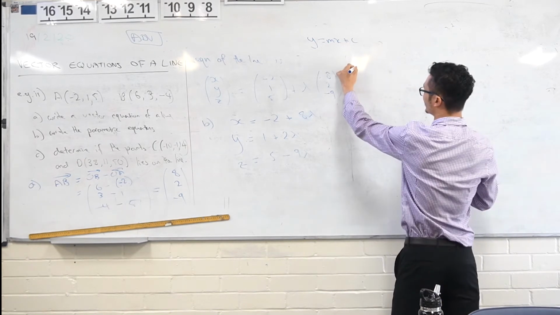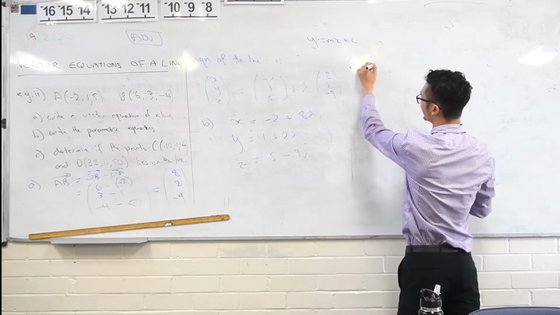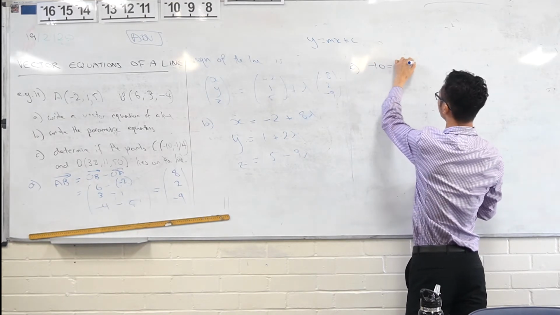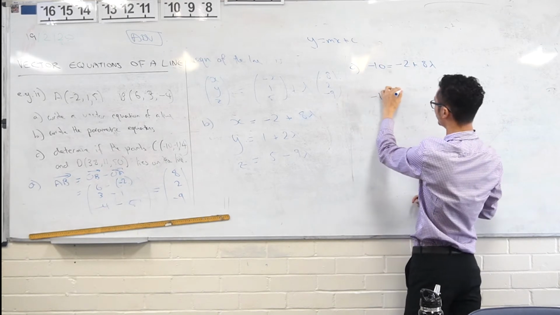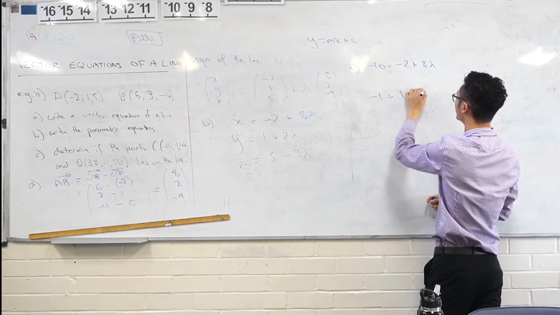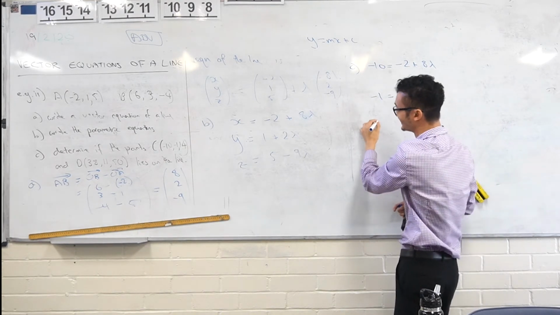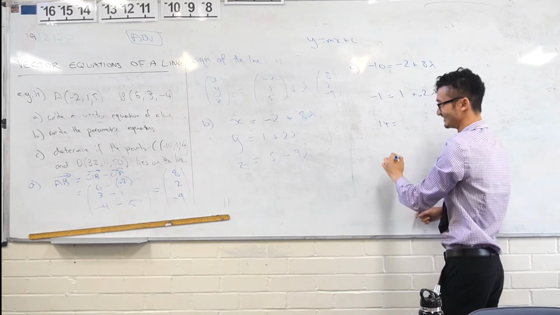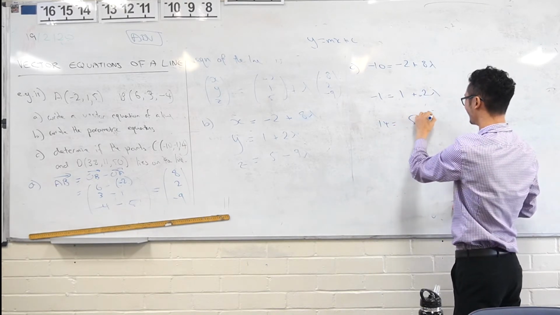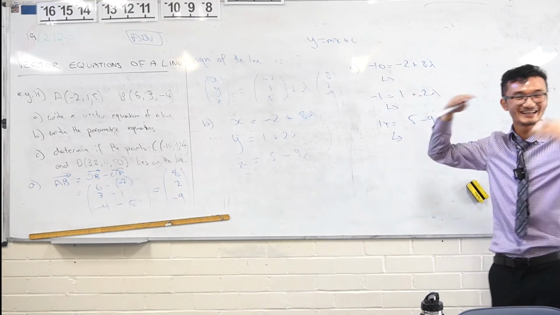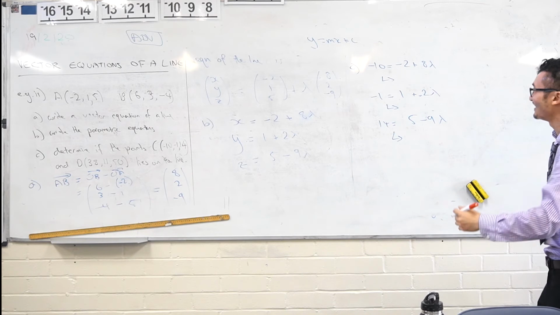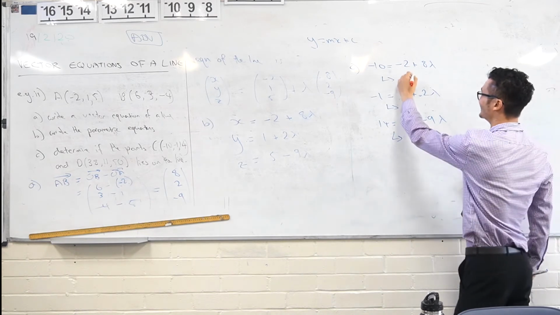So this is part C now. We've got negative 10 equals minus 2 plus 8 lambda. We've got negative 1 equals 1 plus 2 lambda. And we've got 14 is equal to 5 minus 9 lambda. All right, what do we get? Can you give me some lambda values, people? Where are the lambda values?